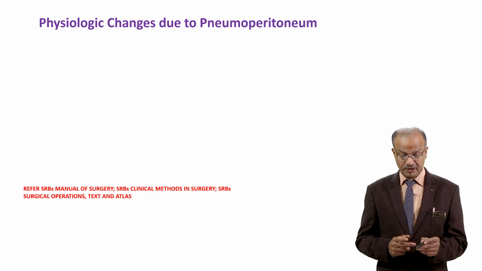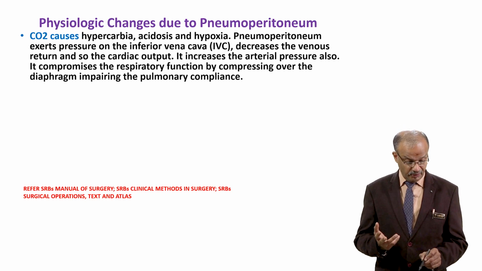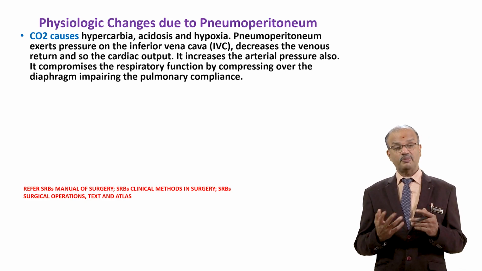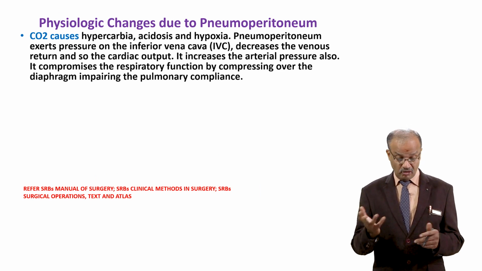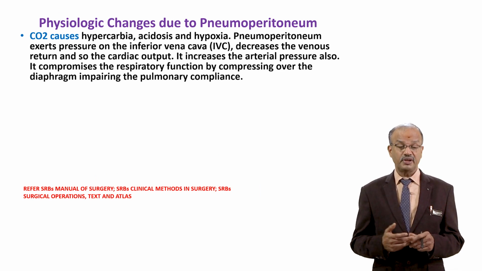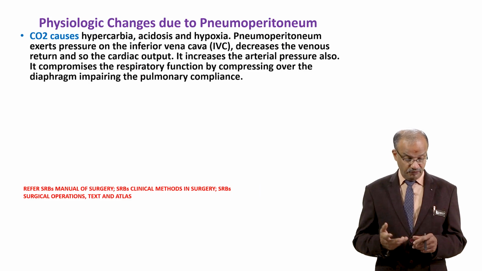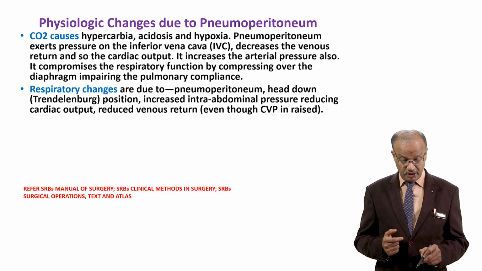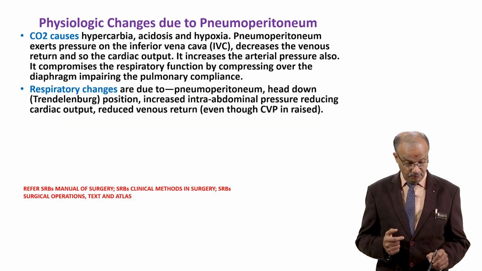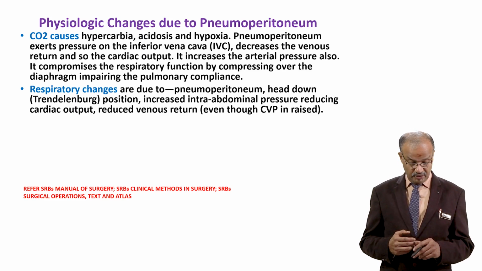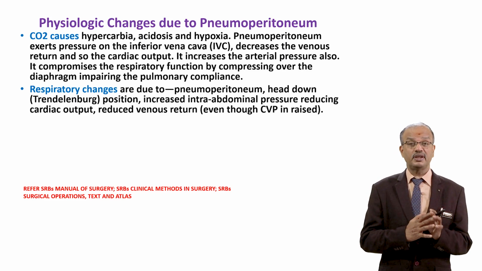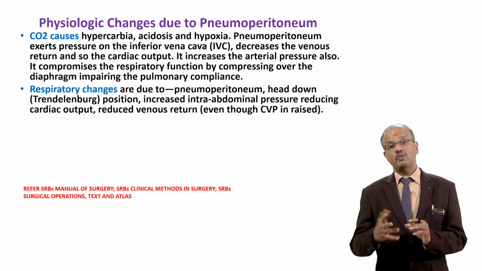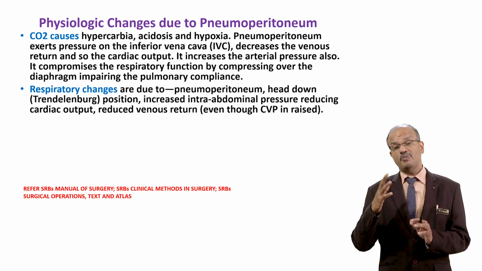So, physiological changes due to pneumoperitoneum, I'll not detail it. Carbon dioxide may cause hypercarbia and acidosis, hypoxia, may endanger compression of the IVC, excessive venous return, cardiac failure, pulmonary failure, all those things can occur. It should be monitored very properly. Anesthetic drops are important. Respiratory changes can occur. So the anesthetist should be well aware of laparoscopic procedures. What are the problems compared to open surgeries?